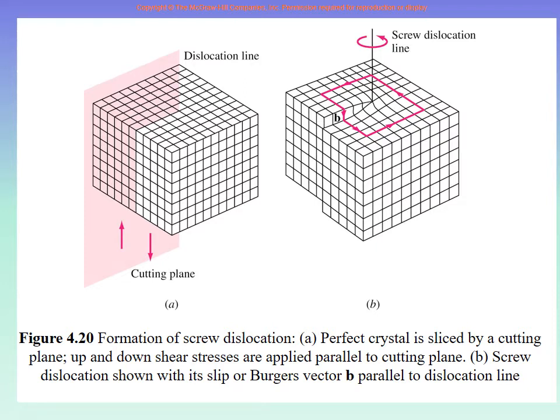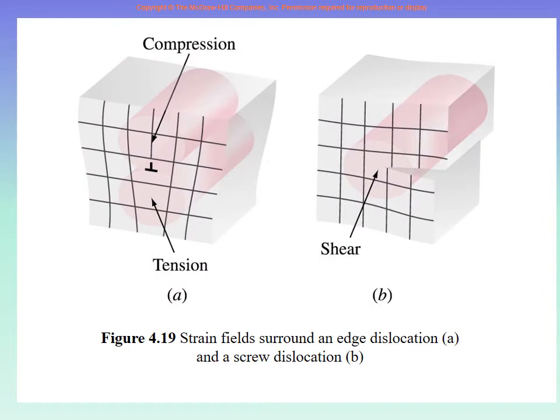So this is edge dislocation, this is screw dislocation, and the Burgers vector in each case will tell us the size of the edge or screw dislocation. Here we are showing you what happens. You see this inverted T is an edge dislocation. Above the edge dislocation, compression happens.